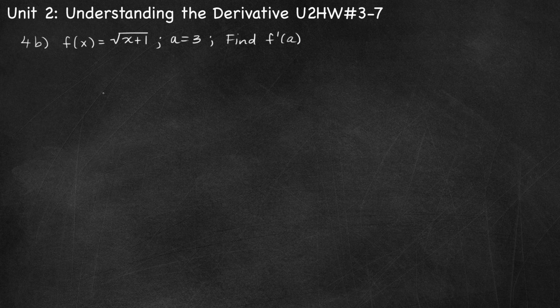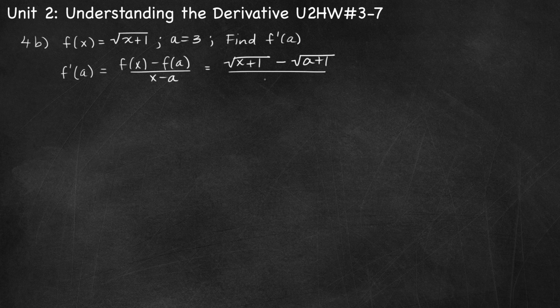Part B, f of x equals the square root of x plus 1. We want to find f prime of a when a equals 3. And we're using the alternate definition of the derivative. So f prime of a equals the limit as x approaches a of f of x minus f of a over x minus a. F of x is the square root of x plus 1, okay, minus f of a is the square root of a plus 1, over x minus a. Oh, I forgot my limit. That's important. We limit as x approaches a.